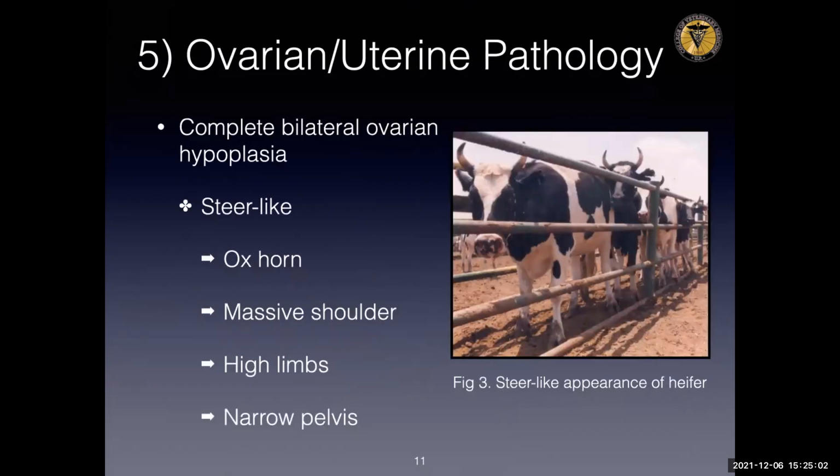For cattle, this can also be observed, and animals that have complete bilateral ovarian hypoplasia would look like males. They would have ox horns, so they do not look feminine. When you say bull, they appear bulky, right? So when you see females appearing bulky, looking like bulls, it could be that they have complete bilateral ovarian hypoplasia.